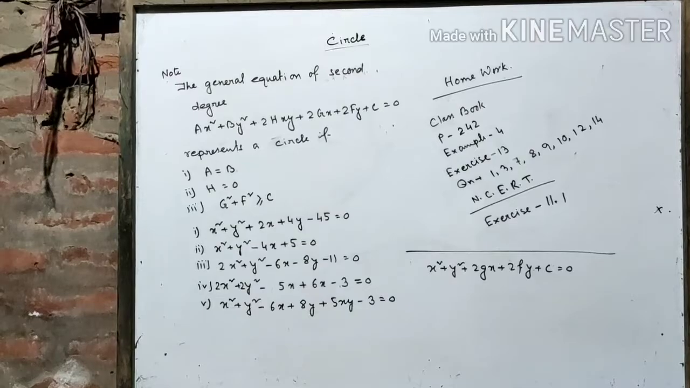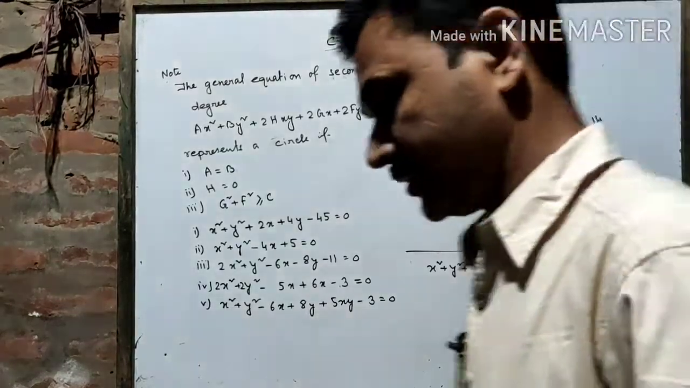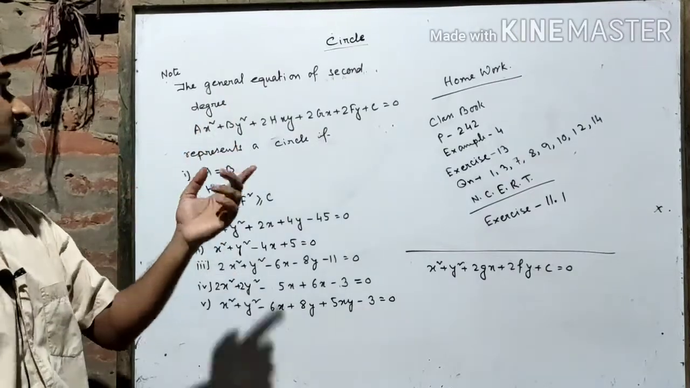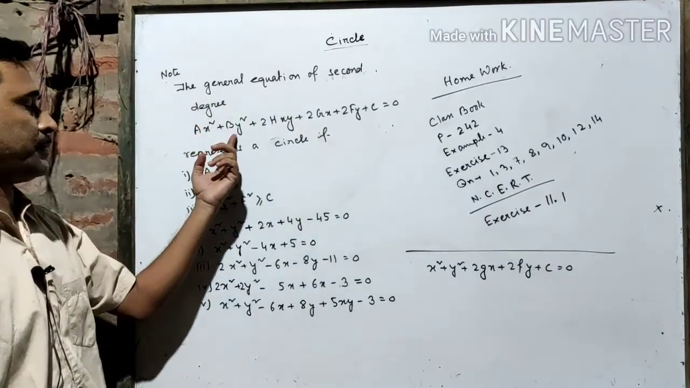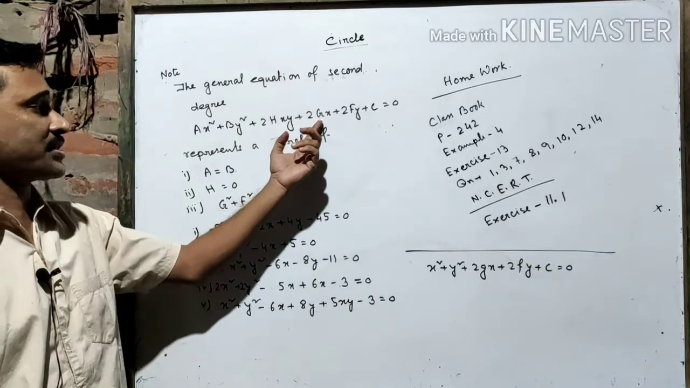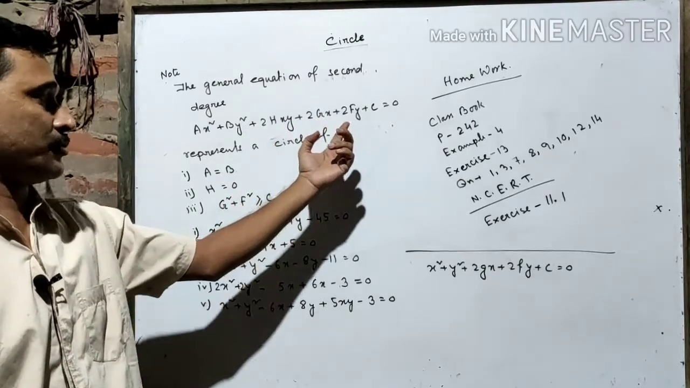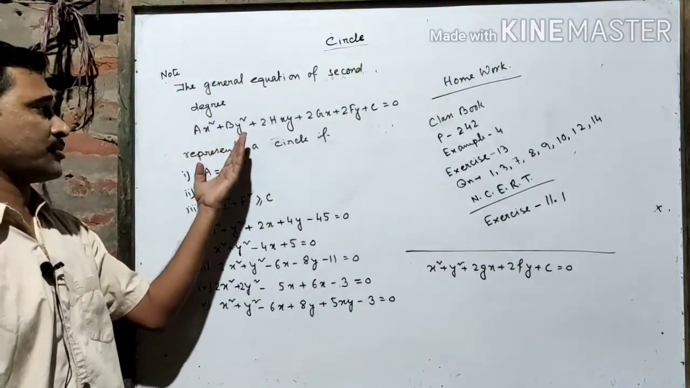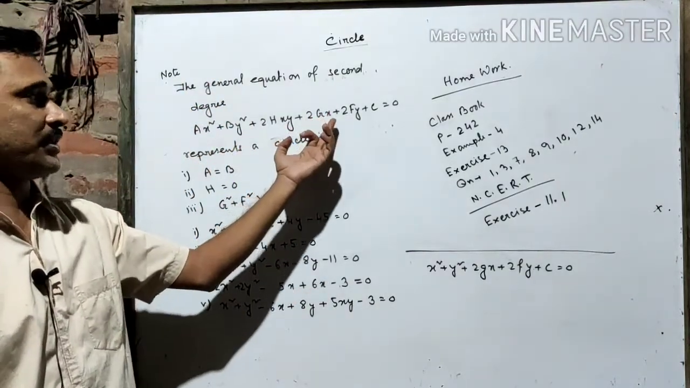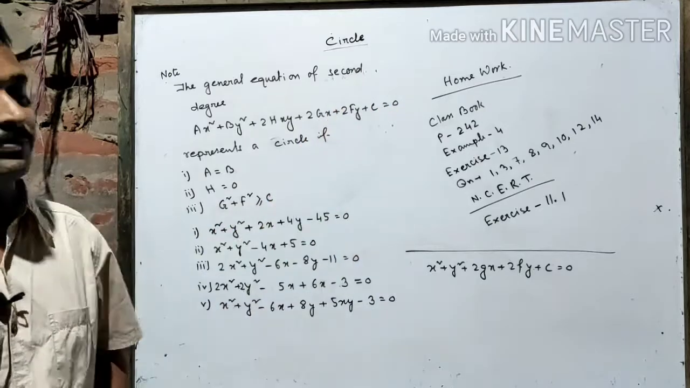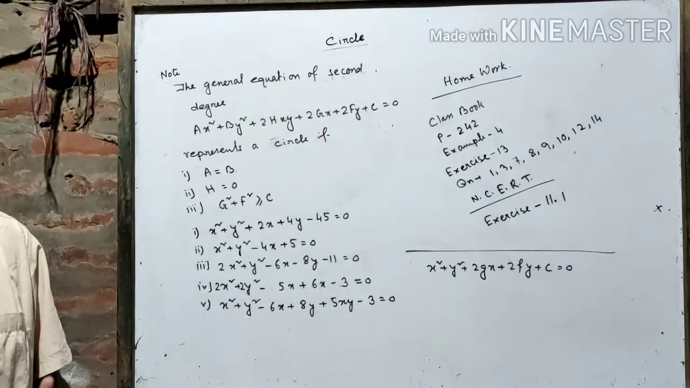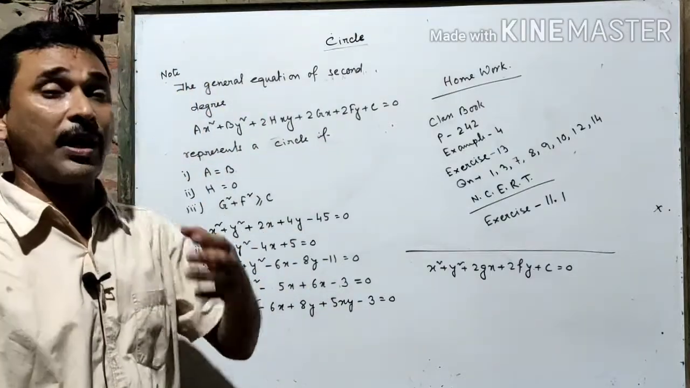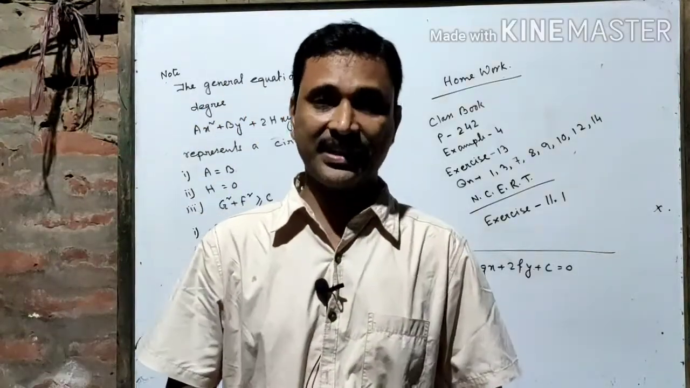Next we are going to discuss a note here. The general equation of second degree. A general equation in second degree is of the form ax square plus by square plus 2hxy plus 2gx plus 2fy plus c is equal to 0. That means there may be x square term, y square term, xy term, terms with x, terms with y, and a constant term. Such an equation is known as a general equation of second degree. So we are going to discuss under what conditions the general equation of second degree may represent a circle.